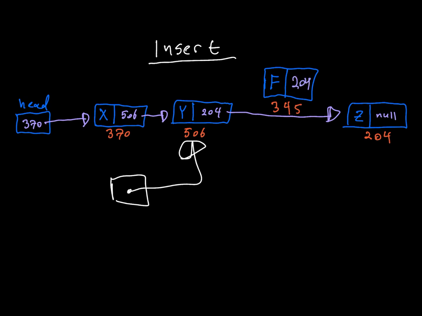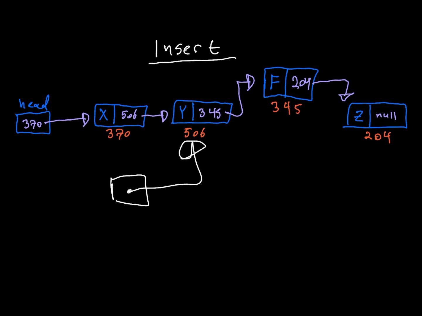We're going to point to, that was a horrible arrow, point to address 204, and we are going to update the address of Y to point to our new node. Our new node is at 345, right? So we've inserted in between the middle.